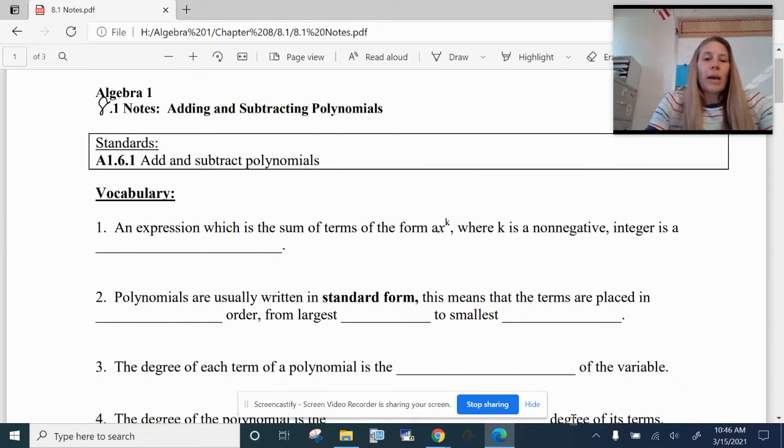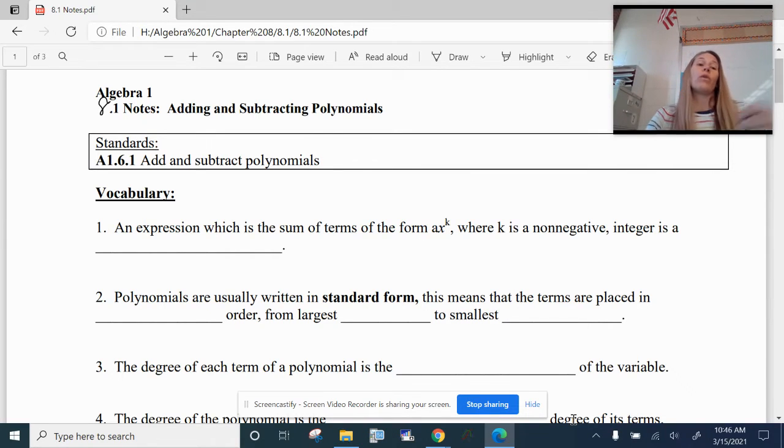So today we're going to start chapter 8, and we're going to go over classifying the different types of polynomials by both degree and also by the number of terms, and then we will go over adding and subtracting them. So there's a lot of important vocabulary that we're going to go over.